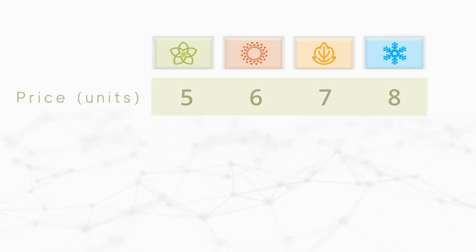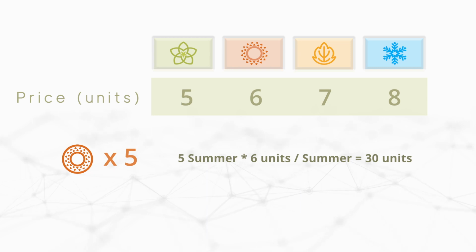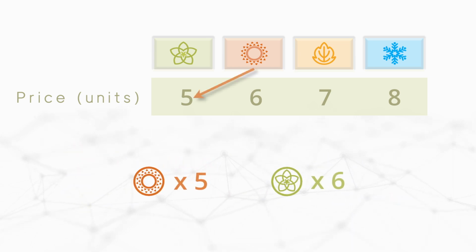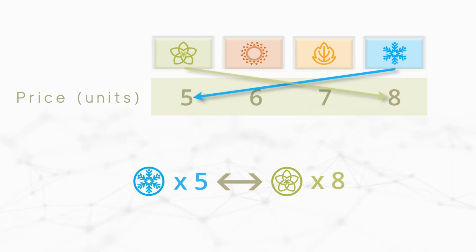In particular, if we have 5 summer tokens, the total value measured in these arbitrary units will be the number of summer we have, times the price of summer, which is 6 units per summer, equals 30 units. And 6 spring tokens will be worth the number of springs we have, times Spring's price. And that is equal to 30 units as well. Therefore, if we have 5 summer tokens, we can exchange them for 6 spring tokens. Similarly, if we have 5 winter tokens, we can exchange them for 8 spring tokens. And so on.